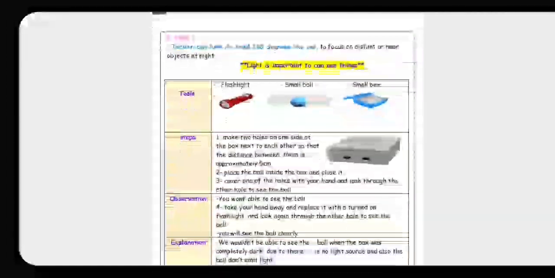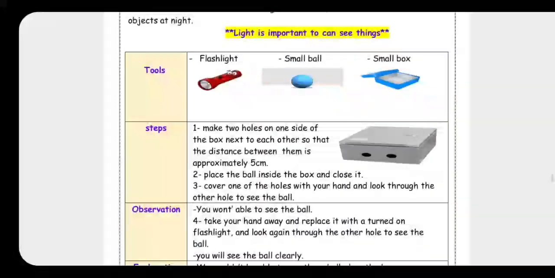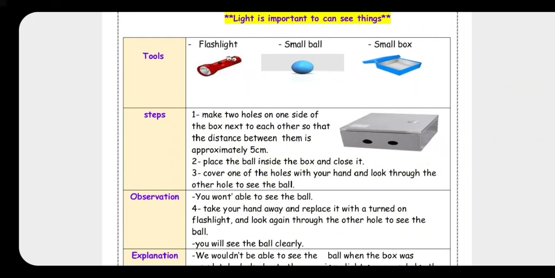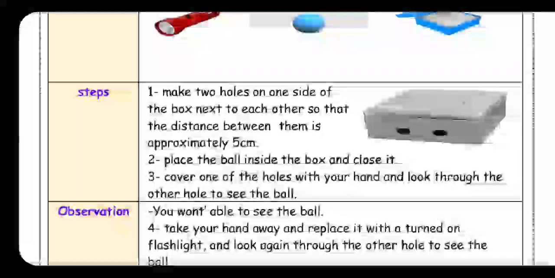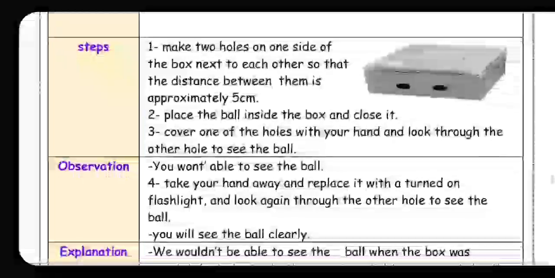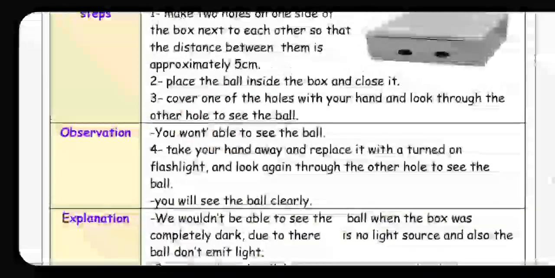Now we have to bring these things for the activity: a flashlight, a small pole, and a small box. Pay attention with me. We have this small box and we make two holes in it. Inside the box we put the pole. In the first hole we put our hand, and in the second hole we put our eye. At this time, can we see anything?